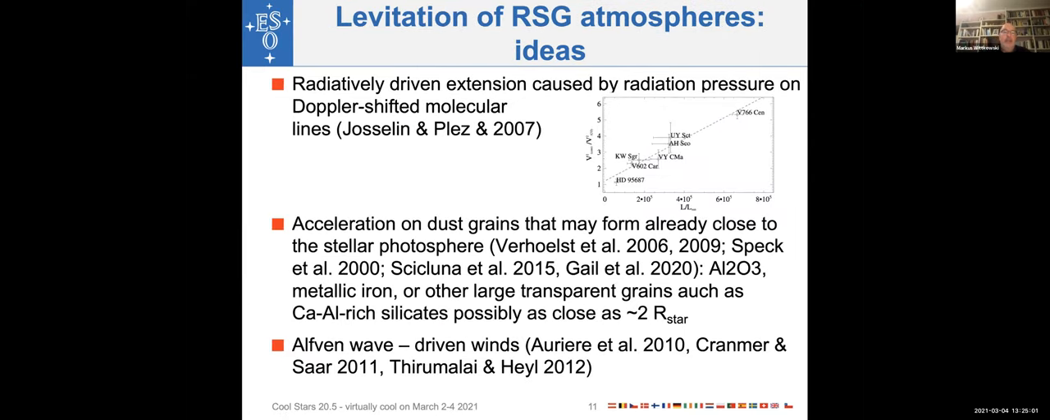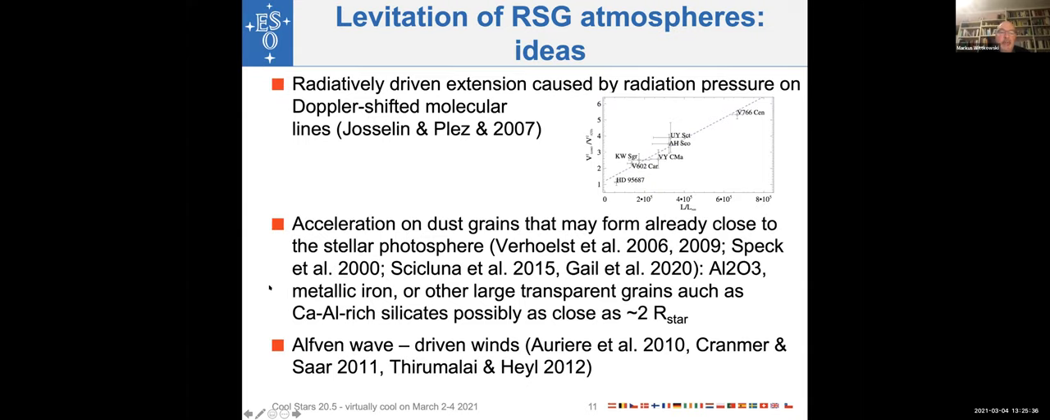So we don't know how the atmosphere is levitated for red supergiants. There were some ideas that we have. One is radiatively driven extension by radiation pressure on molecular lines, which goes back to Jocelyn and Place. This might be supported by this graph that you see, where we plot basically a measure of the atmospheric extension versus luminosity. The more luminous the star, the more the atmosphere is extended.